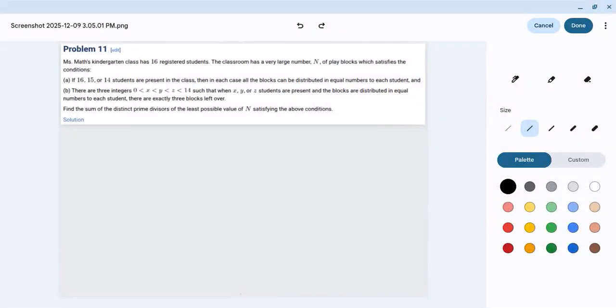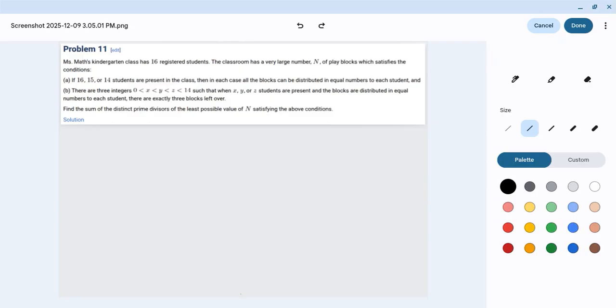Hello everyone, today we're going to be doing 2013 AIME I Problem 11. Miss Matt's kindergarten class has 16 registered students. The classroom has a very large number, n, of play blocks which satisfies the conditions. A. If 16, 15, or 14 students are present in the class, then in each case all the blocks can be distributed in equal numbers to each student.